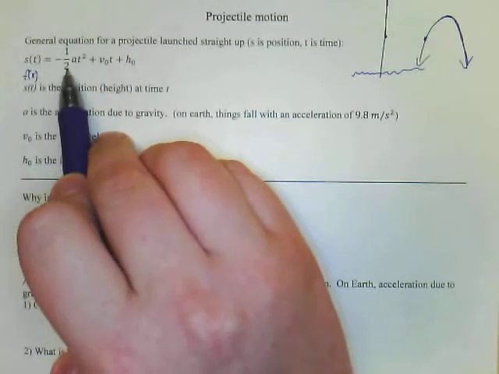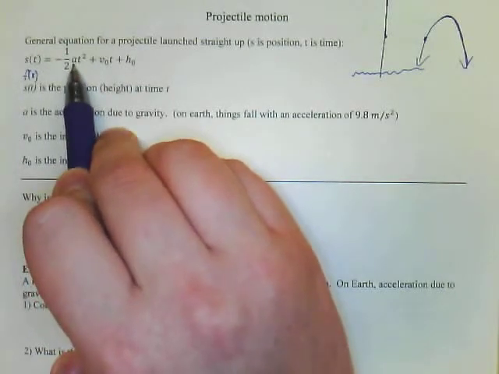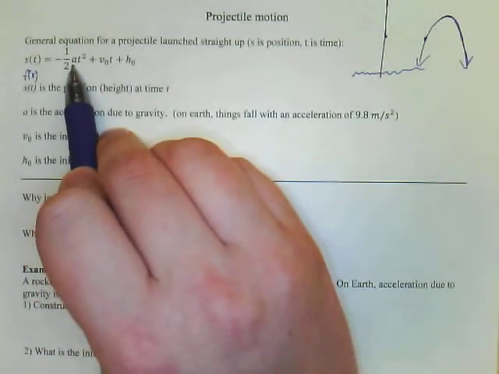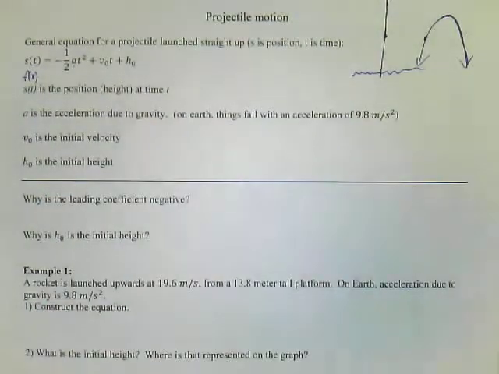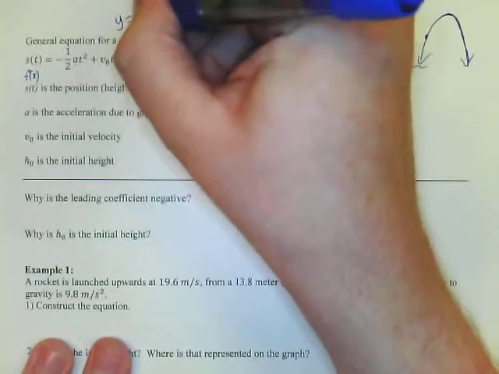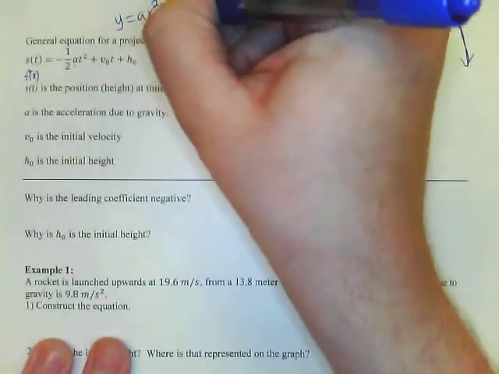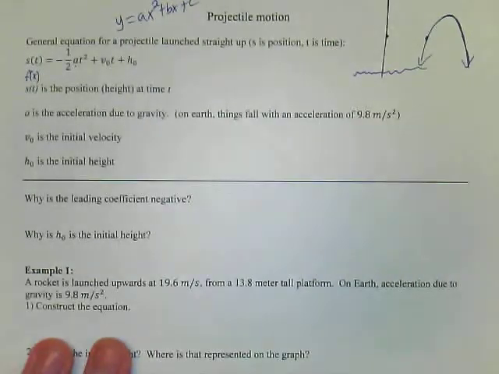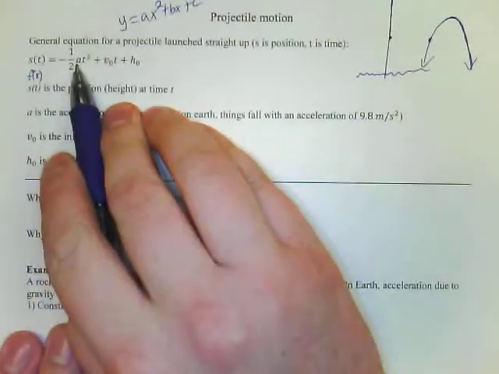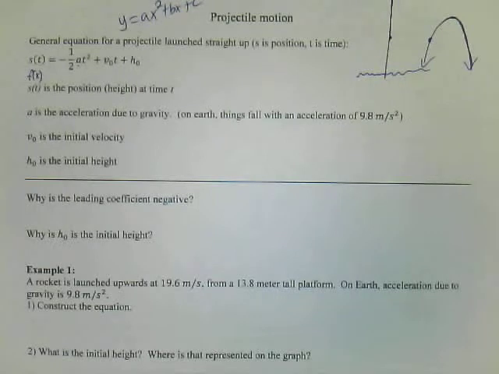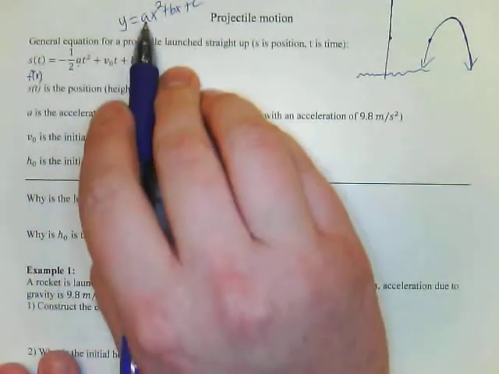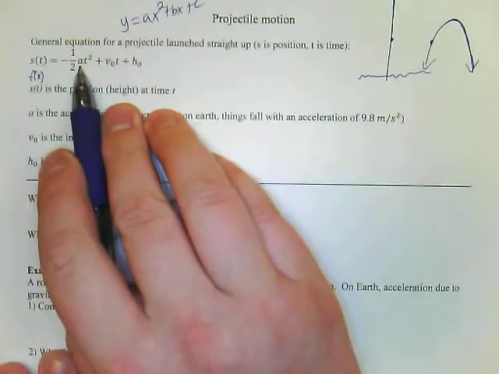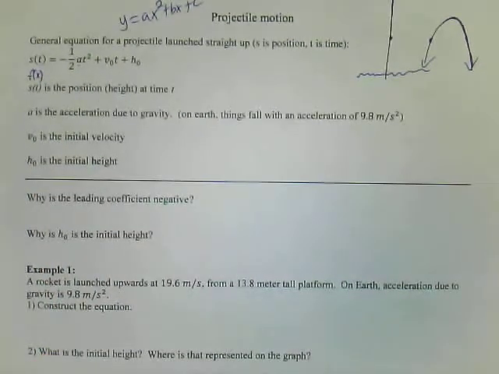So it's negative 1/2 times a. Now I want to make a distinction here. The a here is different than when we have y equals ax squared plus bx plus c. A in that case is just whatever number's in front of x squared. This a right here is a little bit different. It's a for acceleration this time. So this is different than that a. This is the acceleration due to gravity on whatever planet you're on.